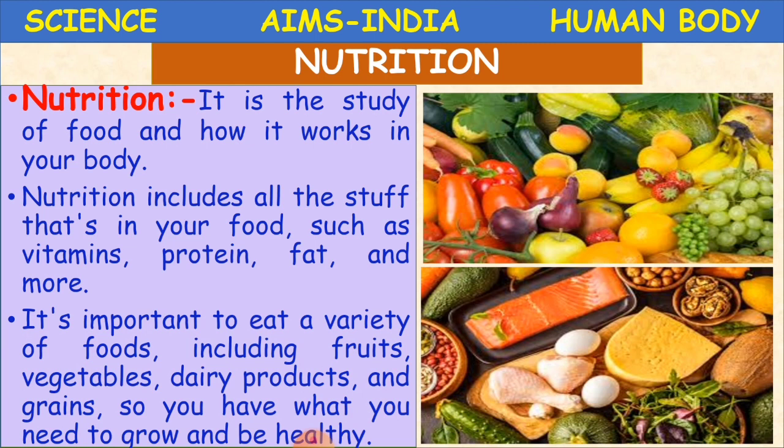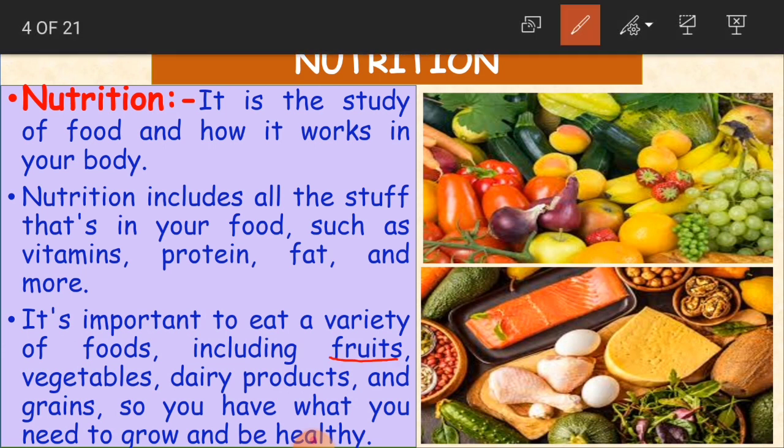It's important to eat a variety of foods, including fruits, vegetables, dairy products, and grains, so you have what you need to grow and to be healthy. As we said, everybody asks us, even our parents, our teachers, everyone near and dear, to take good food. Nutrient food means what? Eat every type of food, which includes fruits, vegetables, dairy products.